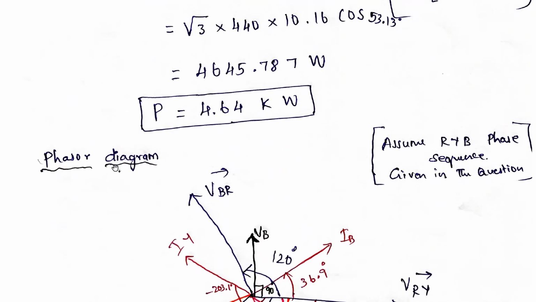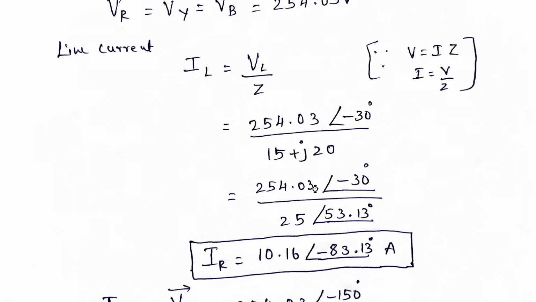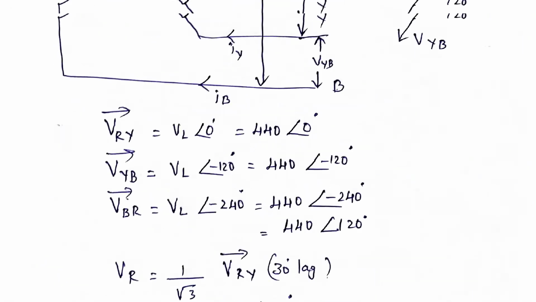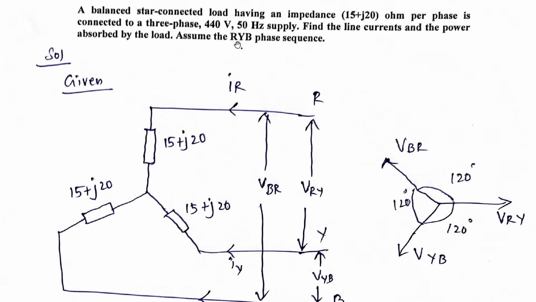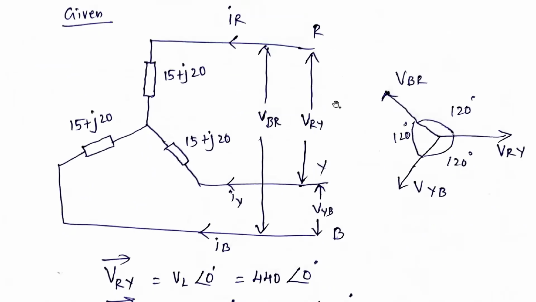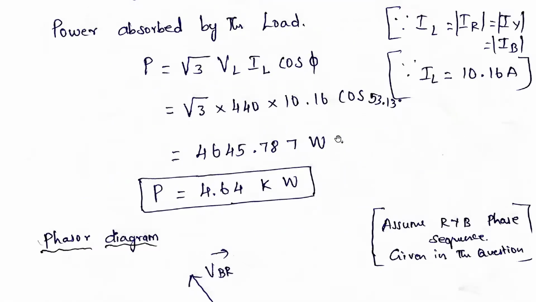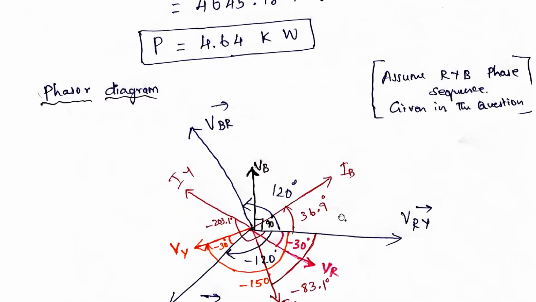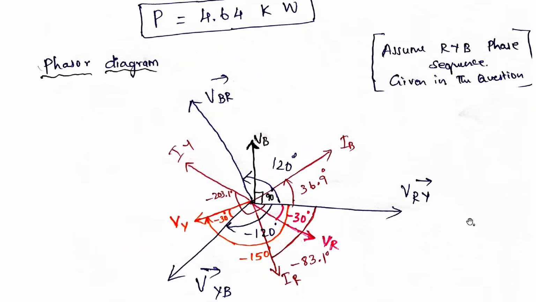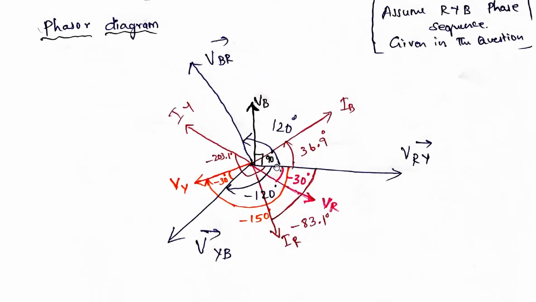Now we are drawing the phasor diagram for this. Even though, in some problems they might be asking for the phasor diagram. Okay, so assume the RYB phase sequence, draw the phasor diagram. So the phasor diagram now we are drawing. So first VRY, VYB and VBR.